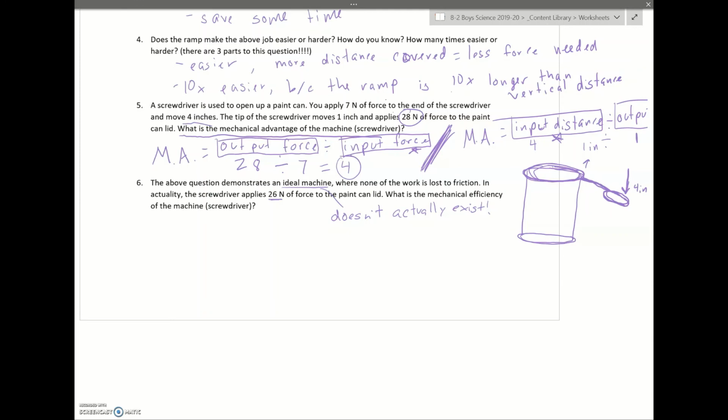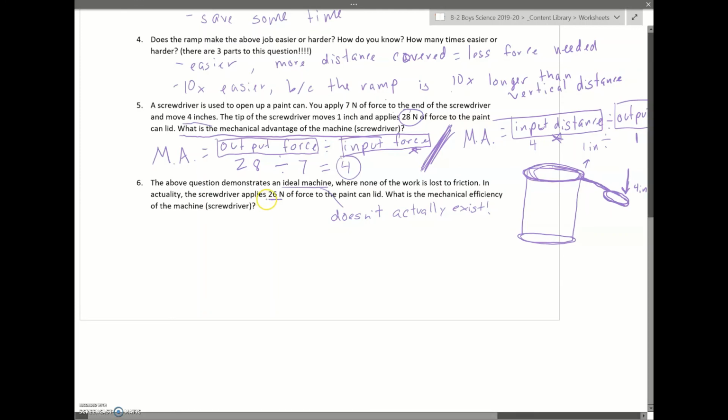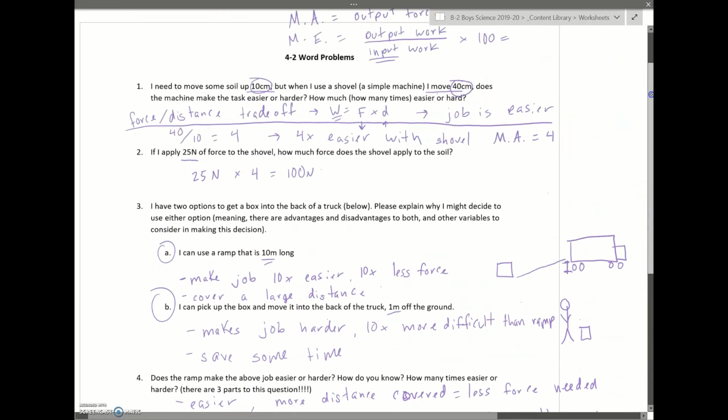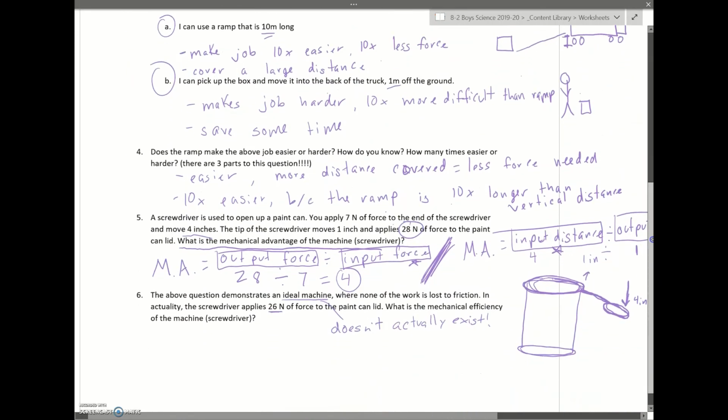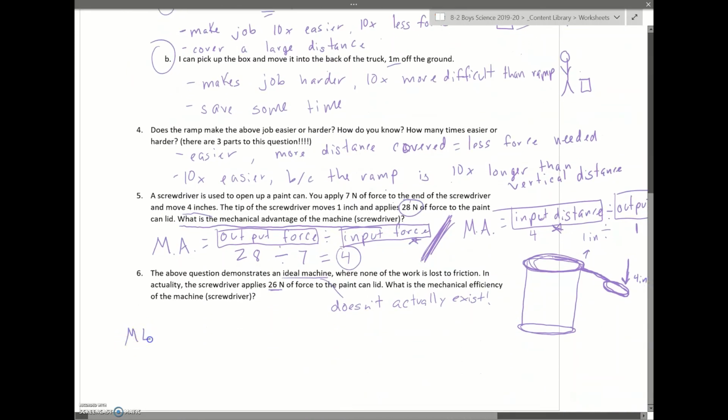In some cases it makes sparks or lights or heat, but in any case you need to understand that the input work is always going to be a little bit more or a lot more than the output work. And then we know from our notes the equation for mechanical efficiency is output work divided by input work, which will give us a decimal, so we're going to multiply that number by 100 to give us a percent. So mechanical efficiency equals output work divided by input work times 100.